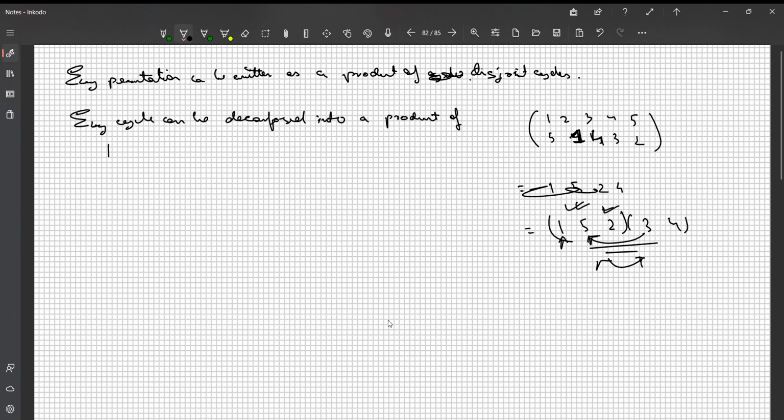Now every cycle can be decomposed into a product of transpositions.